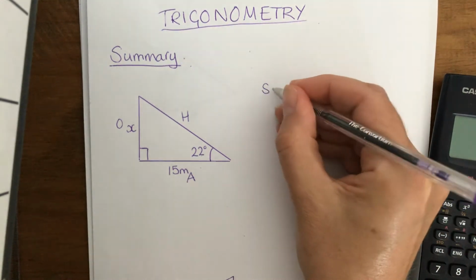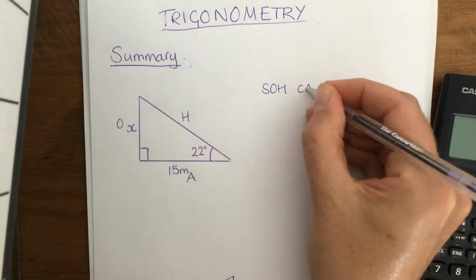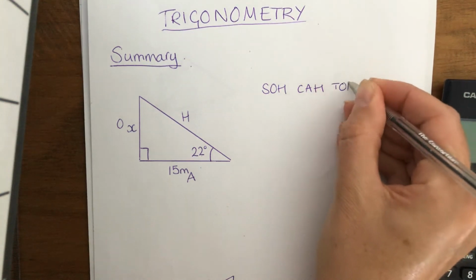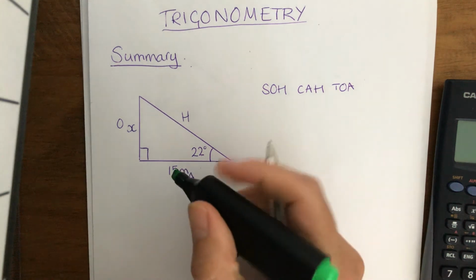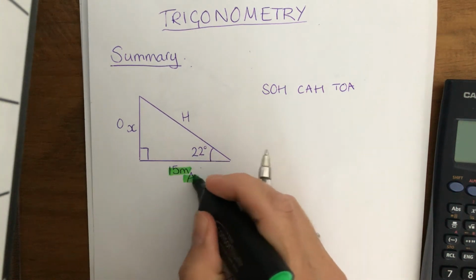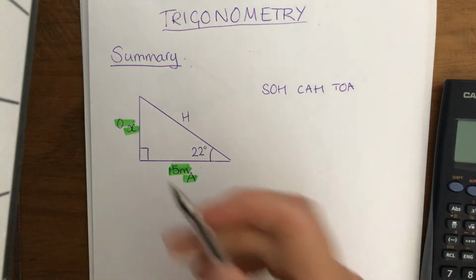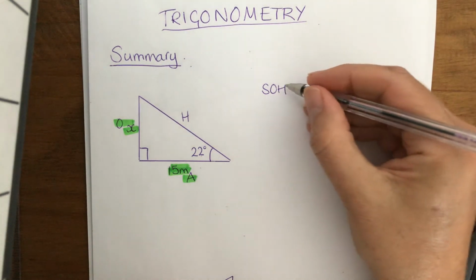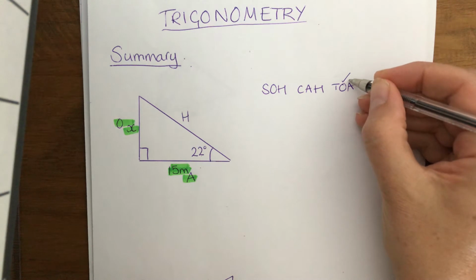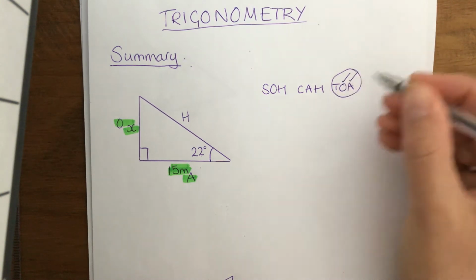You then write down SOHCAHTOA. You highlight the two that are of interest to you. This is of interest to me because I've got it, and this is of interest to me because I want to find it. Where do you see O and A? O is there, A is there, it's tan.